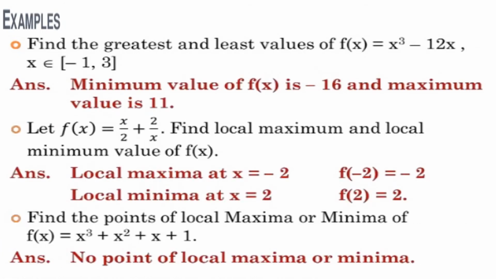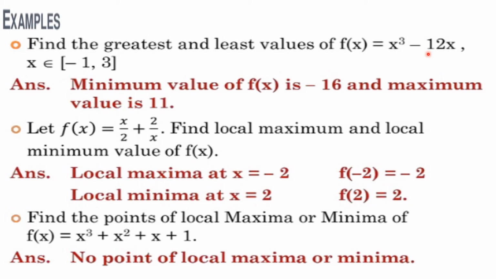Right. Now come to these examples, my children. Find the greatest and the least values of f of x is equal to x cube minus 12x, x belonging to the closed interval minus 1, 3. Okay, my children. How do you find the maximum and minimum values? First, we have to find the derivative of this f. Then what do you get? 3x square minus 12. After that, second step, we have to find the critical points. We get some critical points. Then we have to substitute those critical points. After that, we have to check.